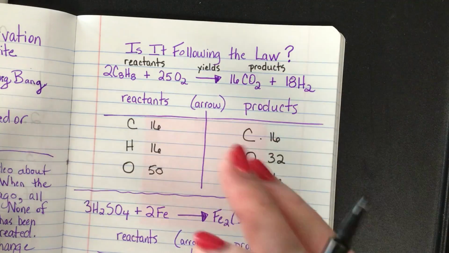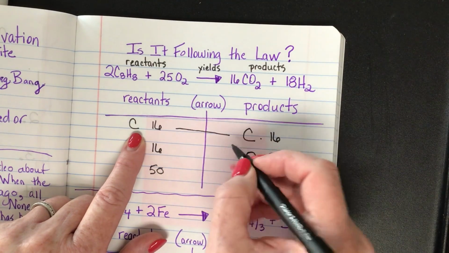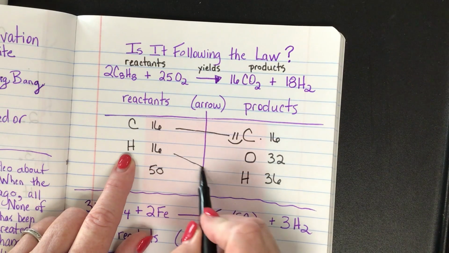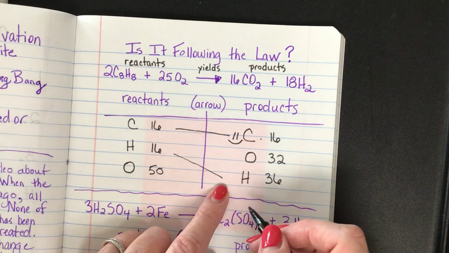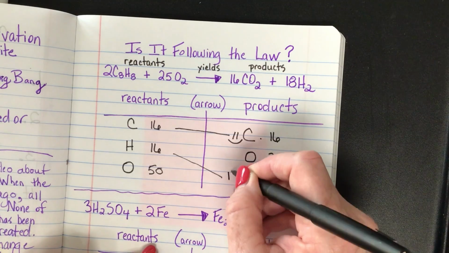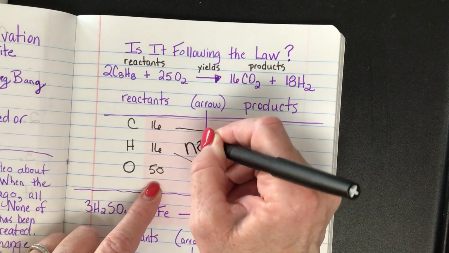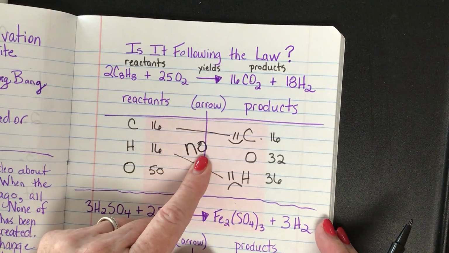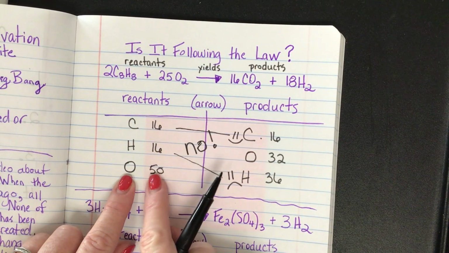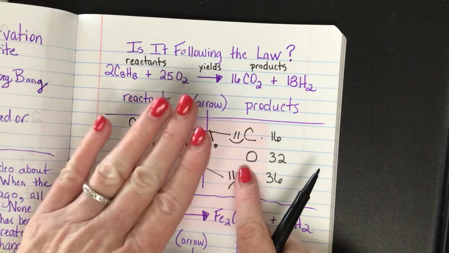The law of conservation of mass is what we start with, we've got to end up with. We can't gain or lose any atoms. So does our carbon check out? Okay, so the carbon checks out. Hydrogen. Oops, what happened? It multiplied. Does that happen in nature? No. So we're going to say this is not following the law. Is it following the law? We're going to write no. And then look what happened to oxygen. Oxygen went down. So this one is completely not following the law.